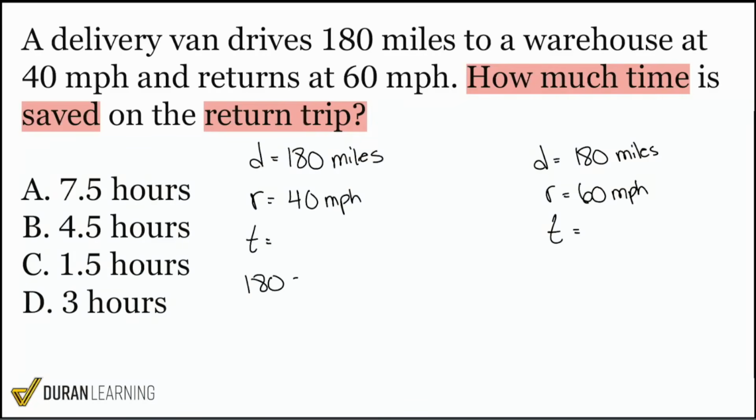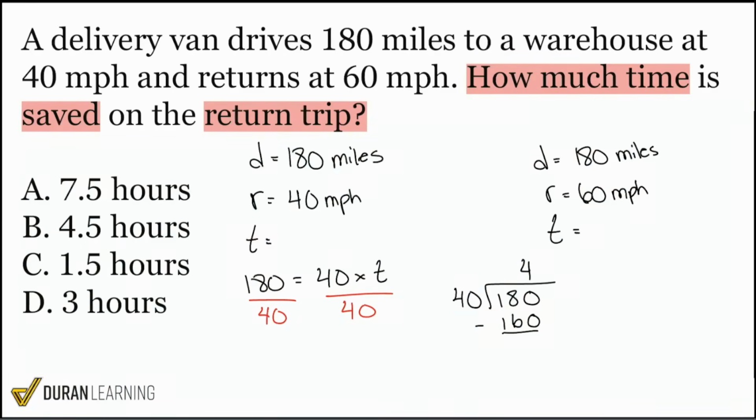Distance equals rate times time. Yeah, we're going to be using division here. So once we use division, we divide both sides by 40. And from there, we can go ahead and just do some long division to get what that'll be. So here we go. 40 going into 180. 40 goes into 180. That'll be 4 times. And that's 4 times 40, which would be 160.